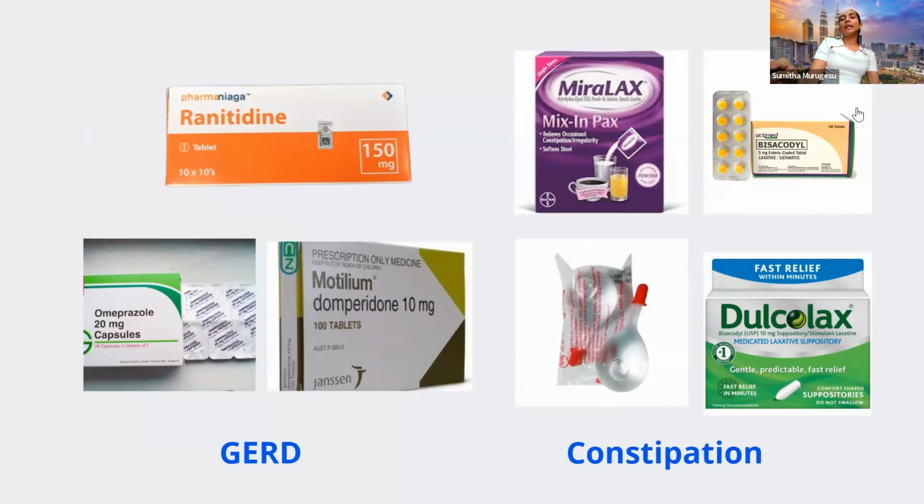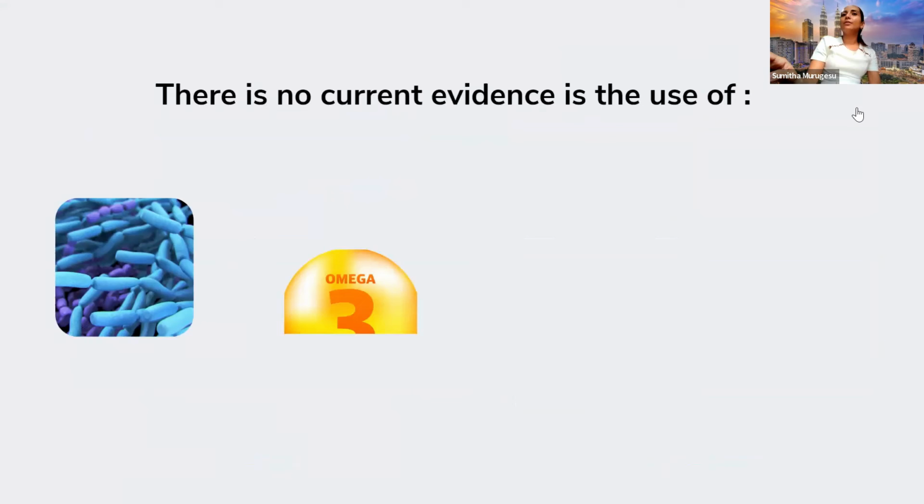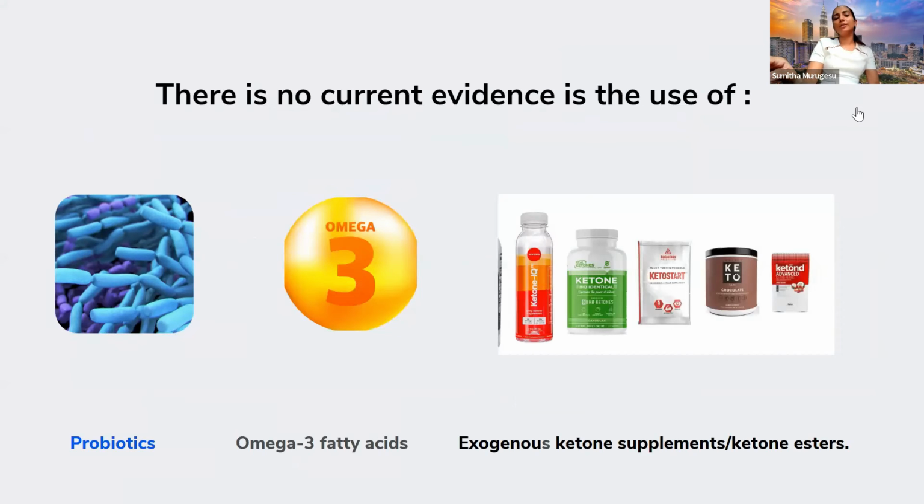These are the following medications that we often use. They are either tablet form or rectal suppository form. We never use syrup medication because the sugar content in elixirs and syrups is very high. There is no current evidence with regards to the use of probiotics. I think there are a lot of studies still ongoing, omega-3 fatty acid or exogenous ketones, which are highly popularized by athletes.